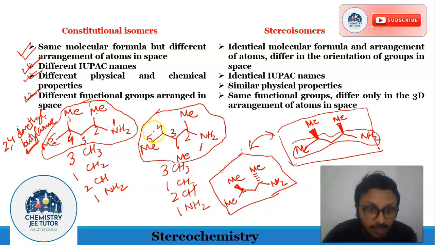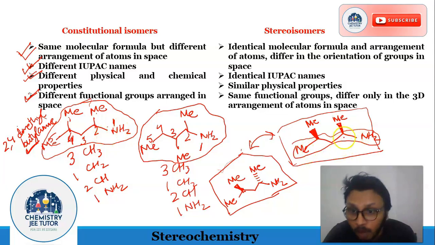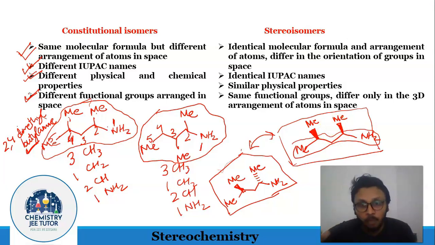Now, arrangement is where the methyls are in different positions. But when we talk about 3D orientation, that means one is above the plane and one is below the plane, which is differing. That is the 3D orientation as I've explained before. Since they have different 3D orientation but the same IUPAC name, or the same arrangement of atoms, they must have similar physical properties, right? So they have similar physical properties, and they only differ in the 3D arrangement or 3D orientation of atoms in space.